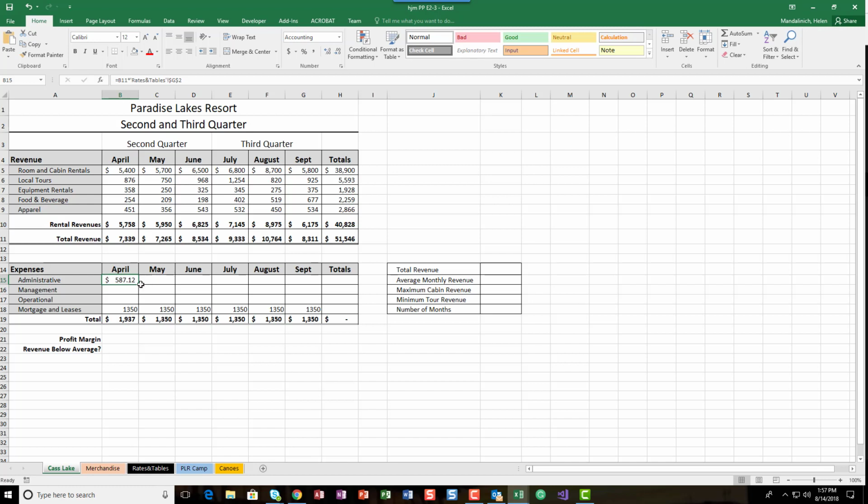So now I can take this and drag it across, and there are my values. I probably shouldn't have done it to column H. Let's take that away, because they didn't want us to go all the way to H for some reason.